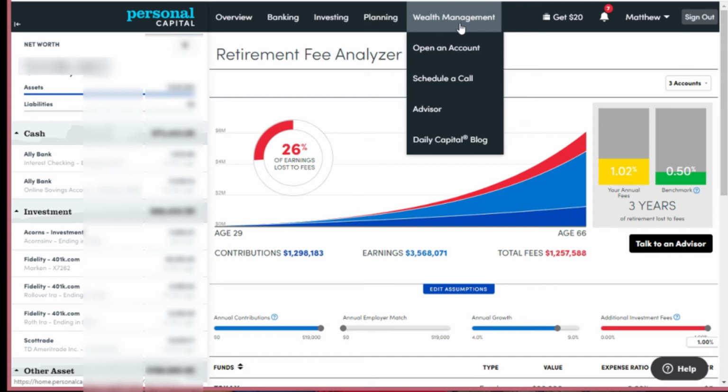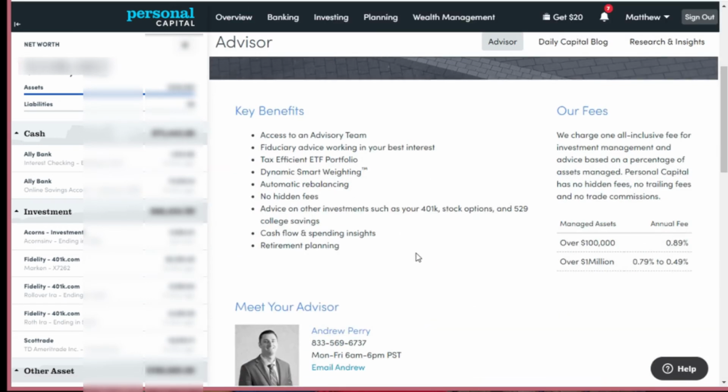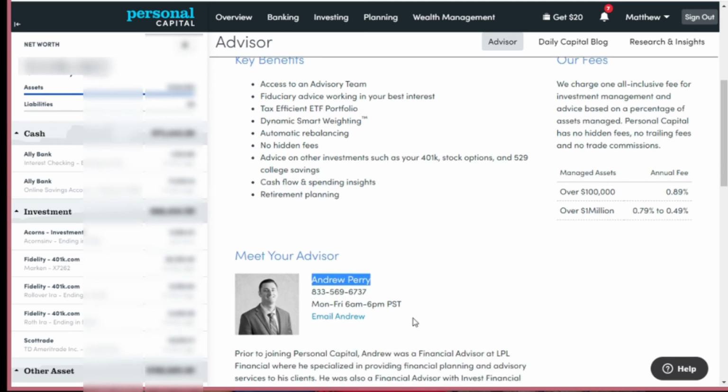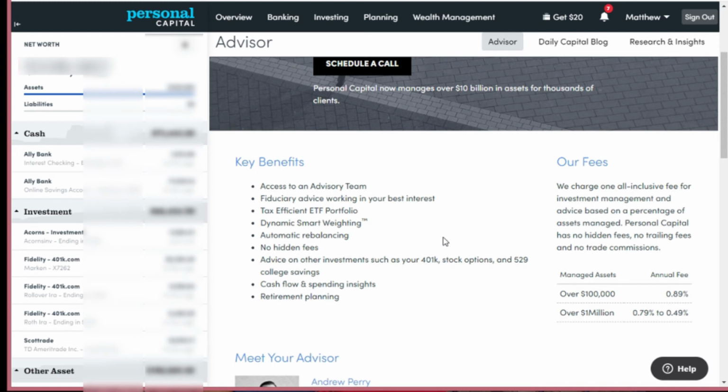One other thing Personal Capital offers is that you can schedule a call with an advisor, and you can also work with an advisor set up directly to your account, and here are the fees for that. Personally, I've talked to my advisor, Andrew Perry right here, and we had a great conversation, but based on where I was at, his recommendation was to keep doing what I'm doing. But if you feel like you want a professional whose main goal is to keep fees down for you, Personal Capital's wealth management advisors will probably make great assets for you on your retirement journey.